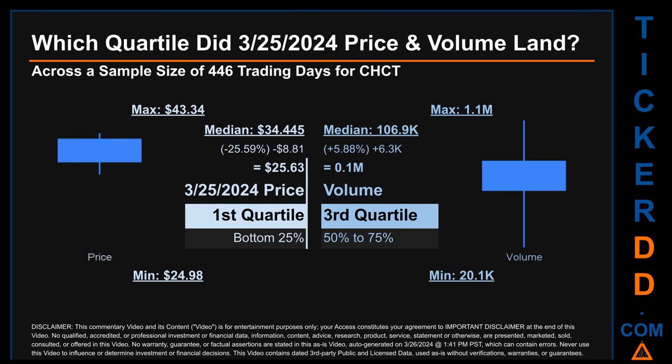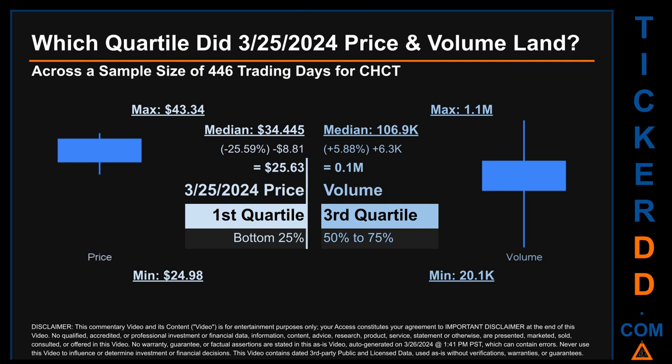The day's volume landed within the third quartile, that is within the 50% to 75% range of all sampled daily volume, which saw a max daily volume of 1.1 million and a minimum of 20.1 thousand. Quartiles tell us about the spread of a data set by breaking that data set into quarters, just like how the median breaks the set into half.